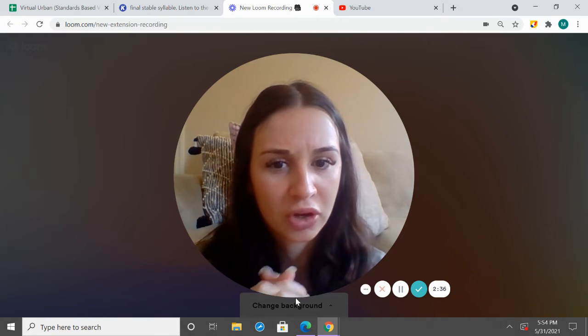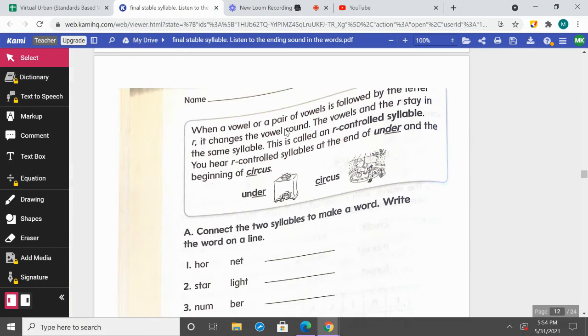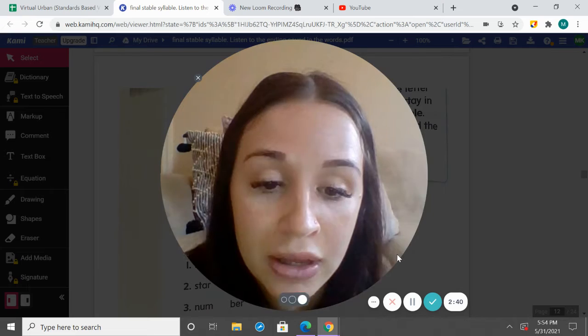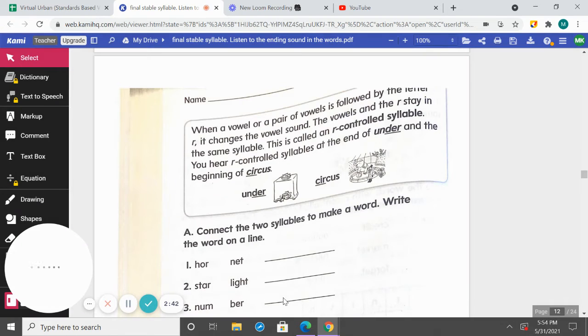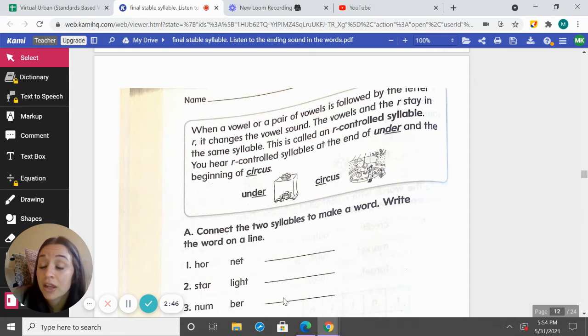So we're going to go ahead and do a little bit more practice with this. So let's read the top. It's kind of just what I said. Ooh, let me make myself smaller, but we'll just repeat. When a vowel or a pair of vowels is followed by the letter R, it changes the vowel sound, and we hear that in the words that we just practiced. The vowels and the R stay in the same syllable, and we notice that in all those words when we broke the word up into syllables, we didn't break it up in between those. They stayed together. This is called an R-controlled syllable.